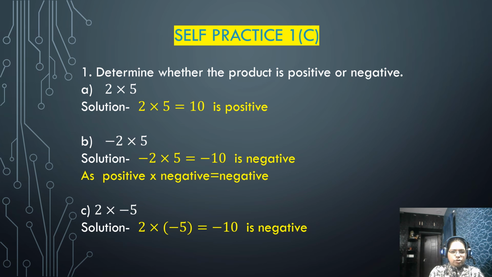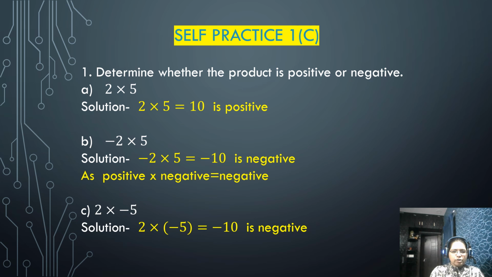First we will solve question number 1. Question number 1 is determine whether the product is positive or negative. First bit is 2 multiplied by 5. When we multiply two integers, just multiply the numbers and place the signs. Place the sign before the integer. 2 multiplied by 5 is 10 and both are positive integers, so place the plus sign. So we get 10.